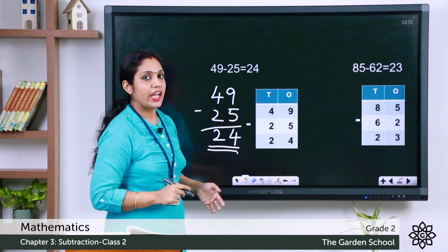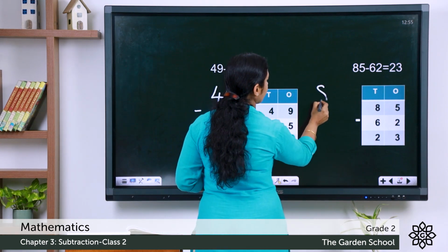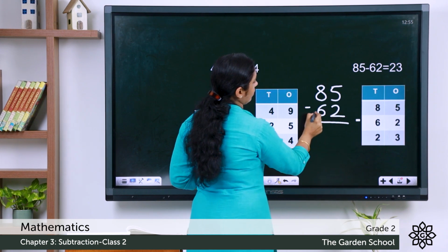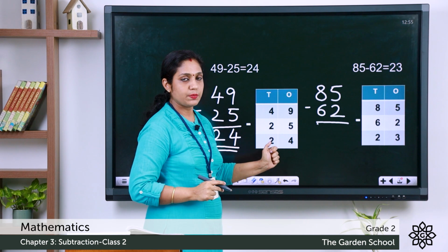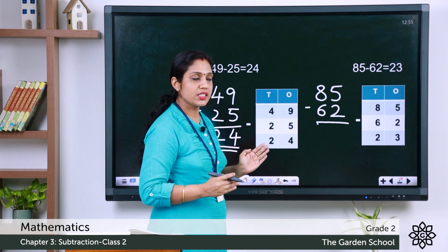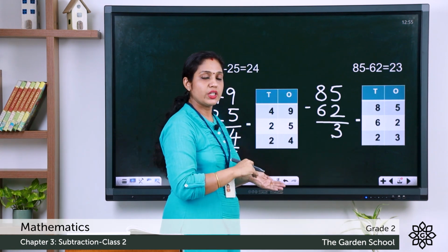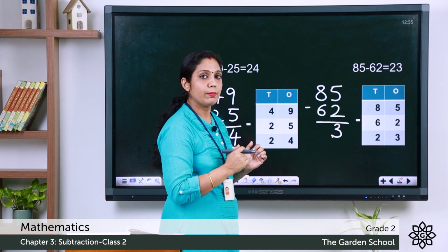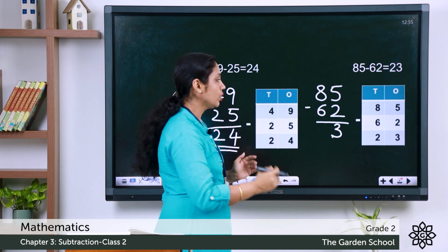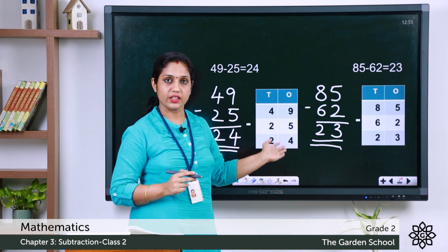Next question we have 85 minus 62. Both are 2-digit numbers. We have 5 and 2 in the ones place. 5 is greater, so we are able to subtract. 5 minus 2 is 3. So write it under the ones place. Next, we will move on to the tens place. We have 8 minus 6. What is the answer? 8 minus 6, we get 2. So we get the answer 85 minus 62 is 23.